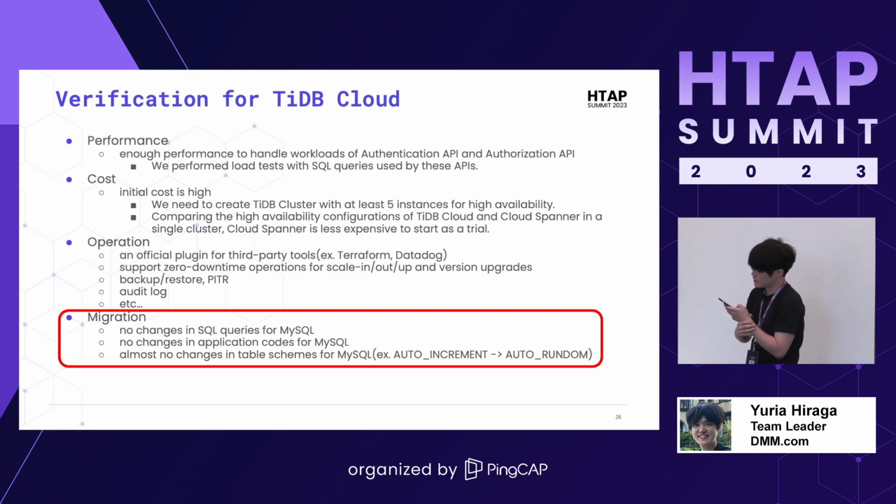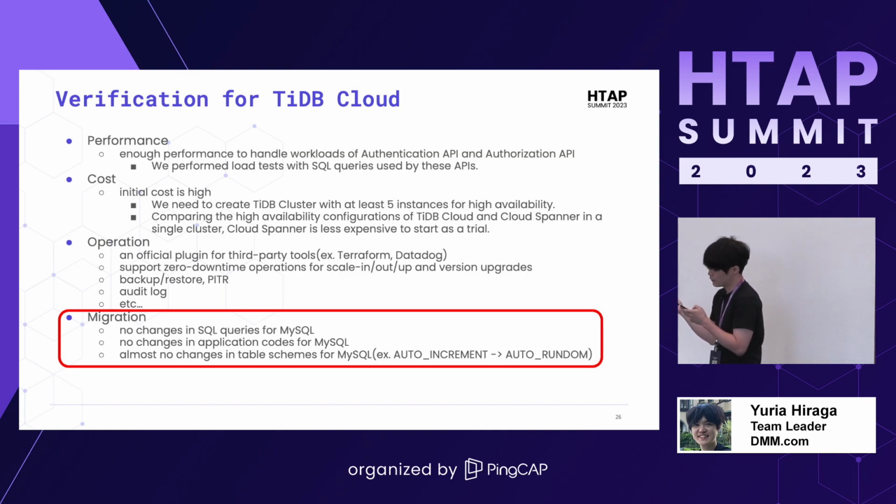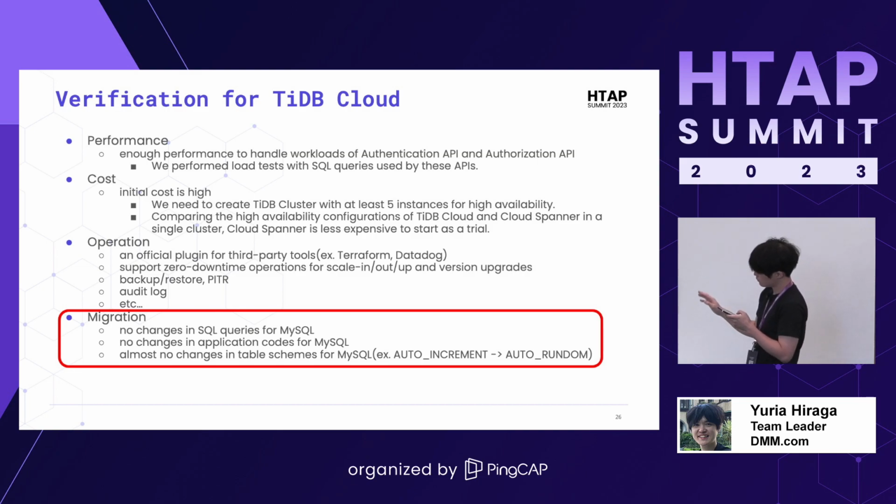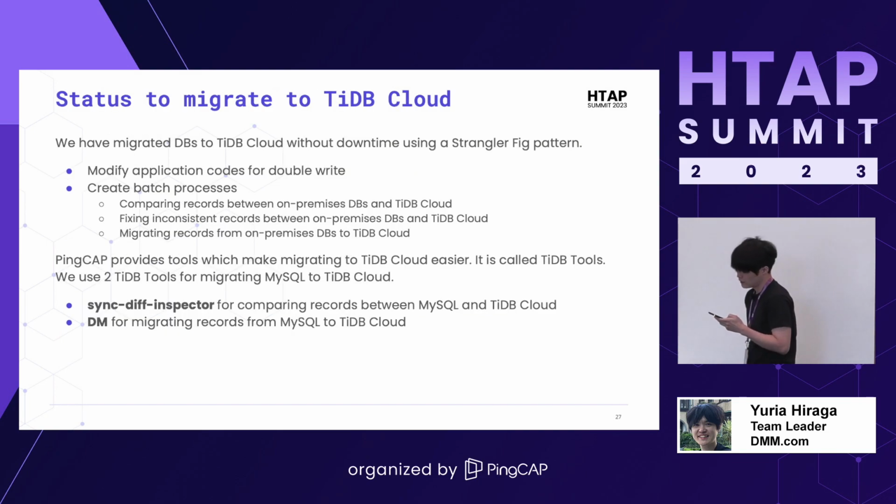Fourth one is migration. We checked how much we need to change application code, SQL queries, and table schemas for migrating to TiDB Cloud. As a result, there were no changes in SQL queries and no changes in application code for MySQL. We just changed table schemas from auto-increment to auto-random for MySQL. Next, let me talk about the status of migrating to TiDB Cloud.